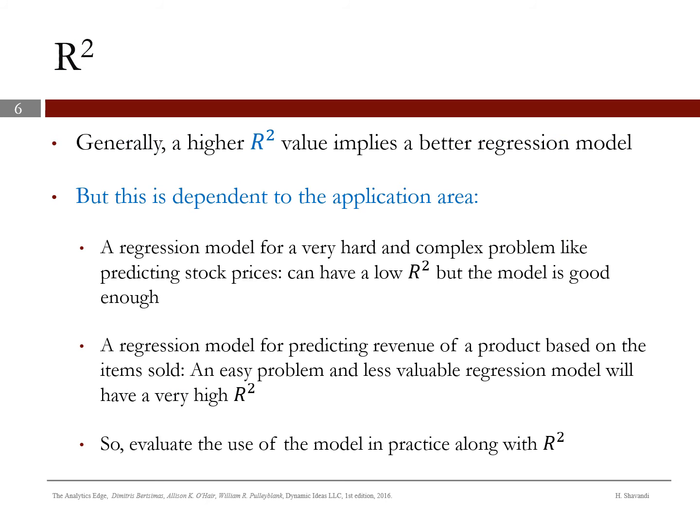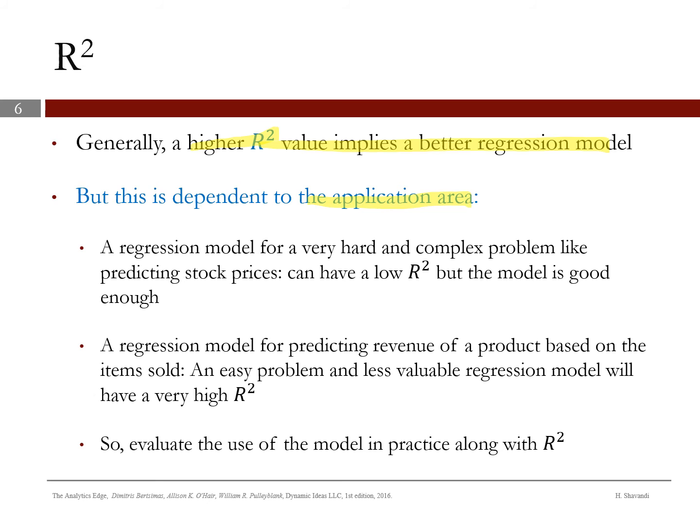So in general, a higher R square value implies a better regression model, right? But it depends on the application area. We should take into account the application area besides the value of R square. We shouldn't just consider the value of R square and say, okay, this model is good or it's not. No, that's not the case. We should see what the application area is.